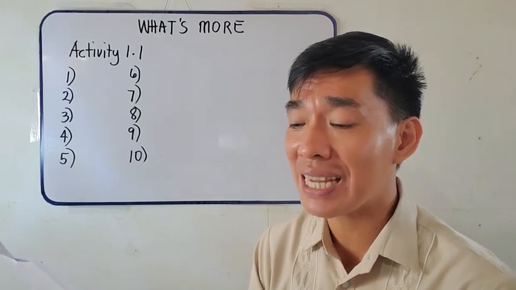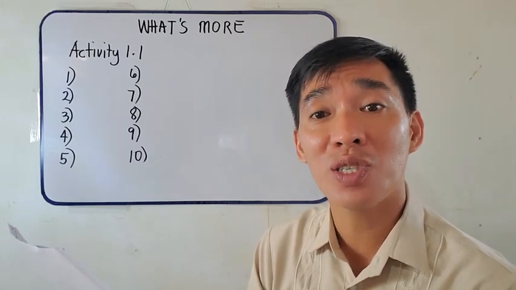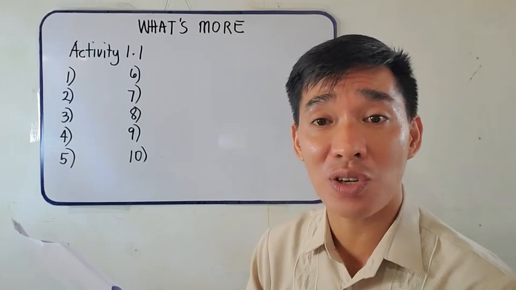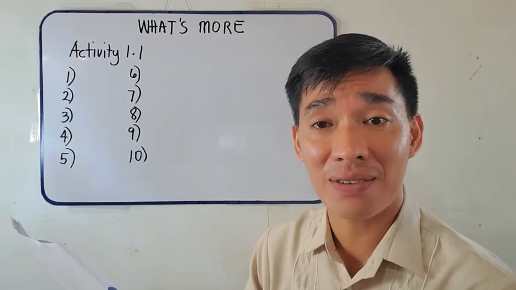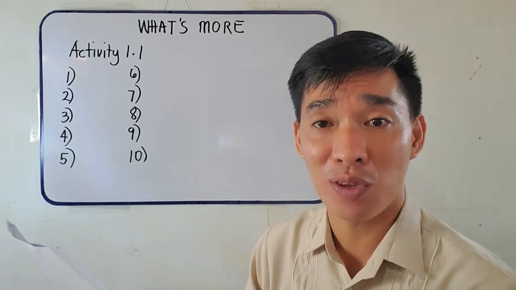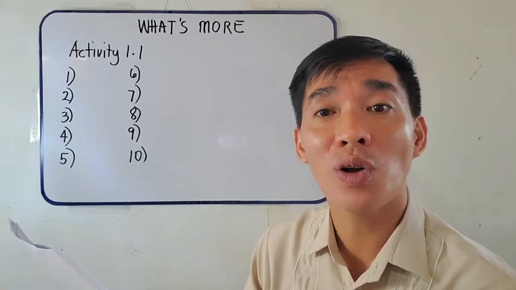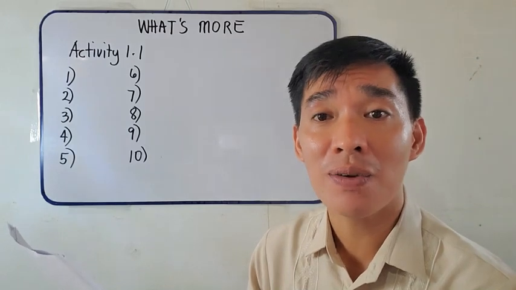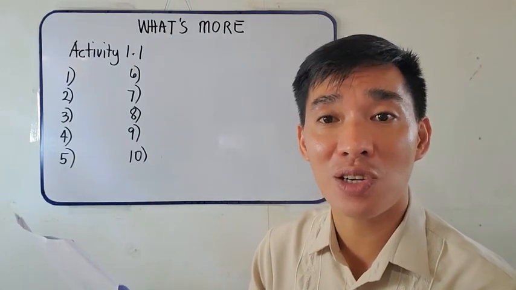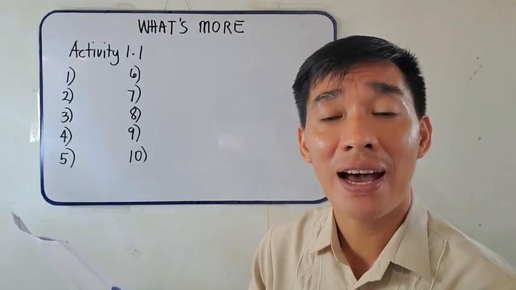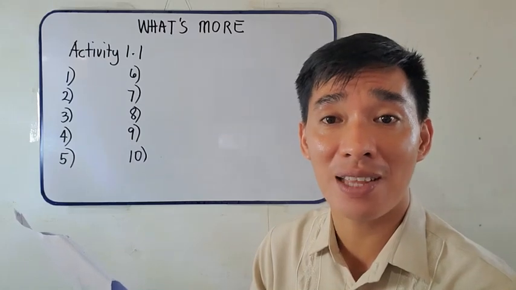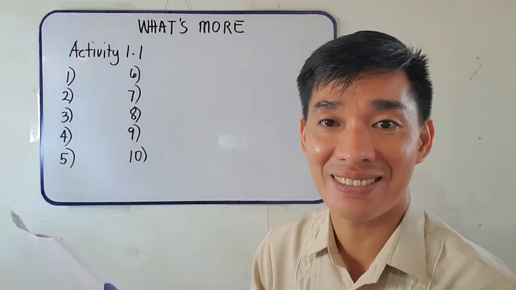So you have 10 items here. All you have to do is to get your math notebook and answer it there for your activity. Answer in your math notebook. Just write yes or no only. So all you have to do is pause this video, read your module, and answer activity 1.1. In a while, I will give you the answers for this activity.